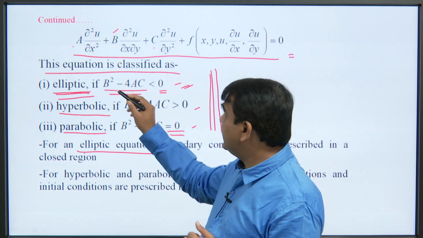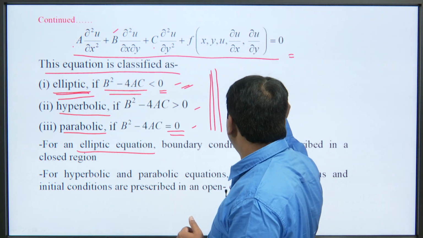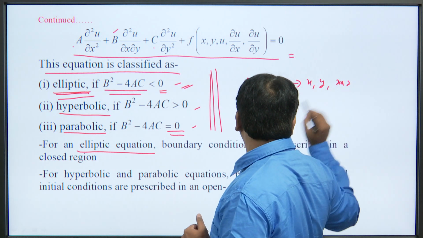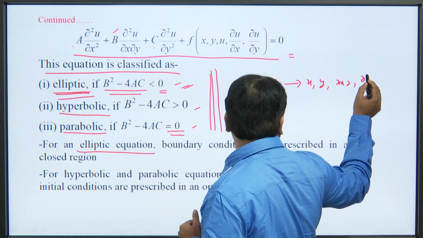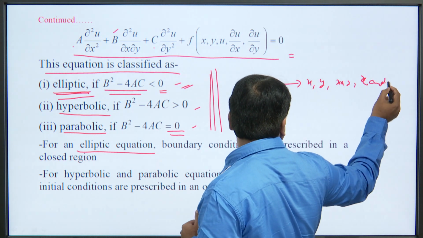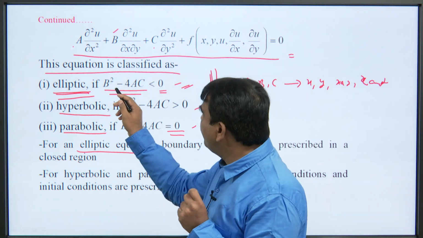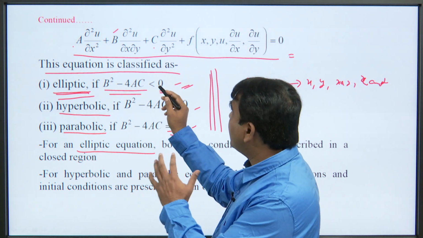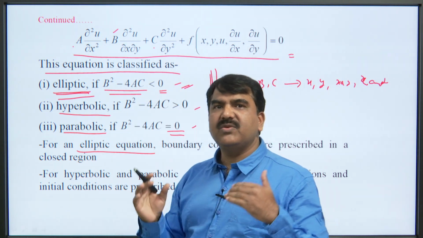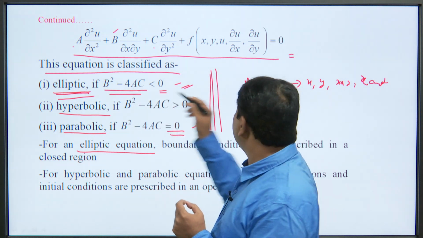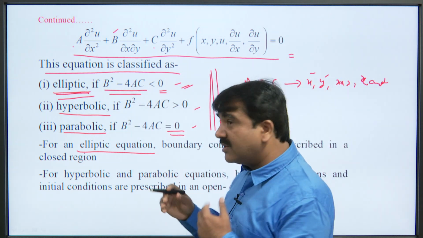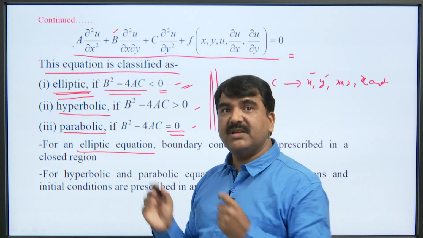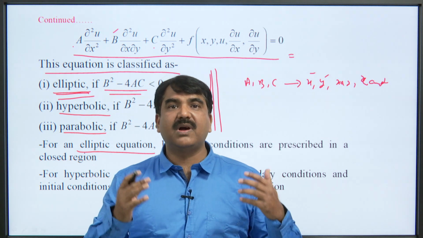Also here we can see that A, B, C are functions of x and y, or x and y both are constant. If we calculate the value of b square minus 4ac, and these values are constant, then you can easily derive whether it is negative, positive or equal to 0. But if they are in terms of x, y or both, then of course the value of b square minus 4ac depends on the value of x and y.